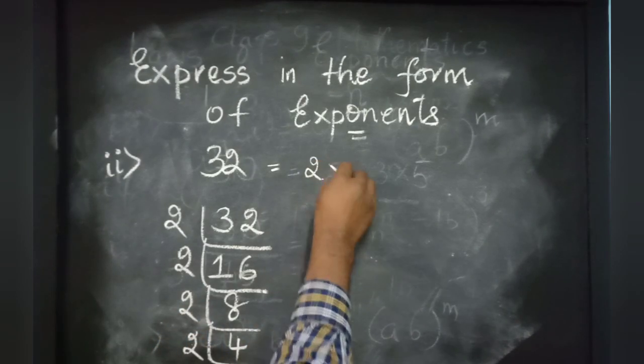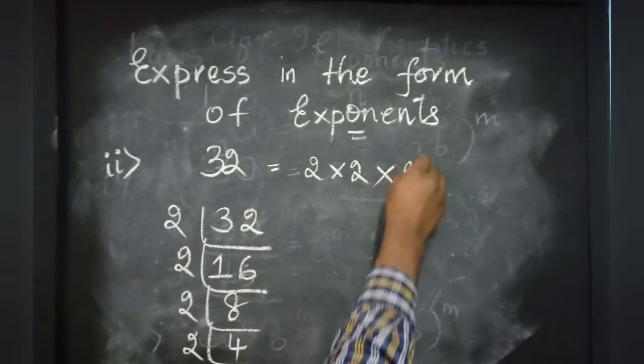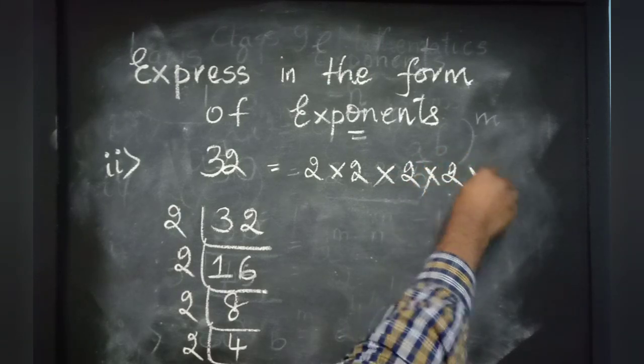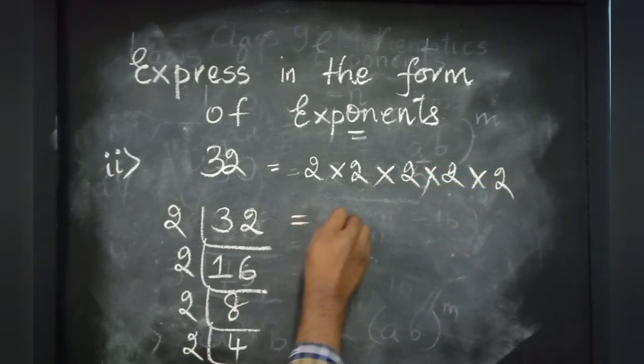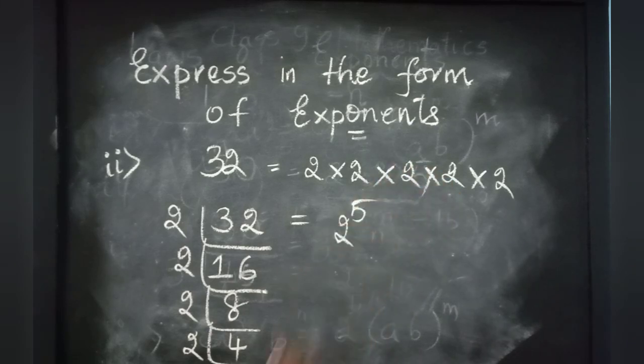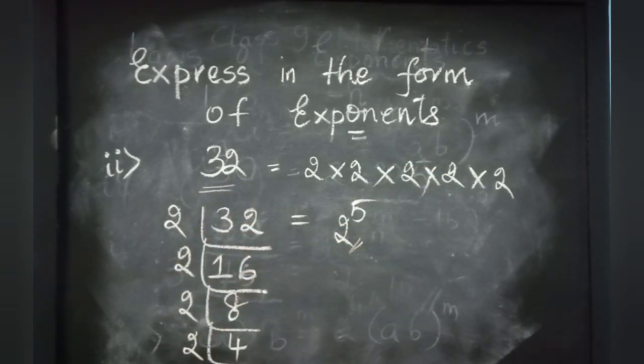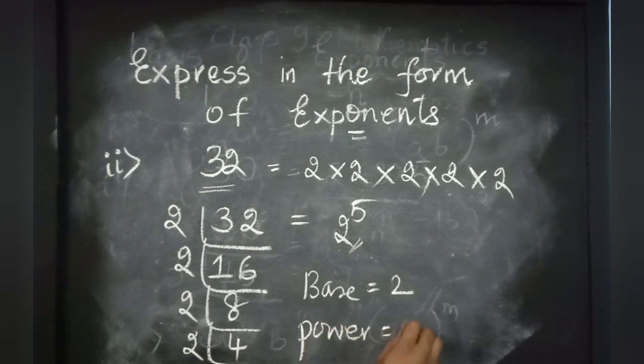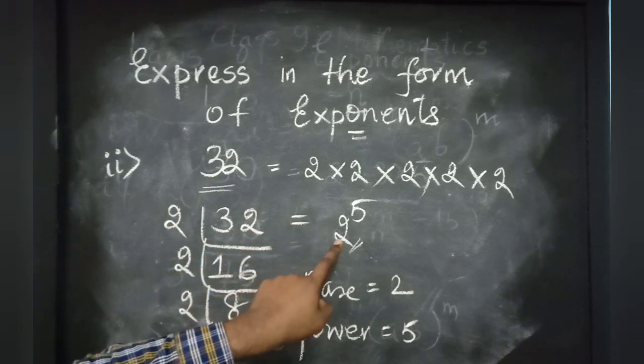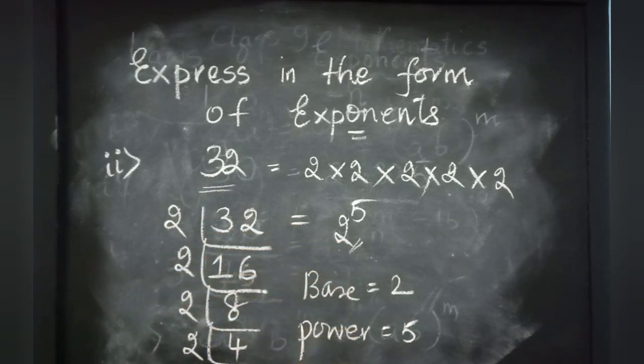That is 2 into 2 into 2 into 2 into 2, which is nothing but 2 to the power 5. I have expressed 32 in the form of exponents. The base is 2, and the power or exponent is 5.